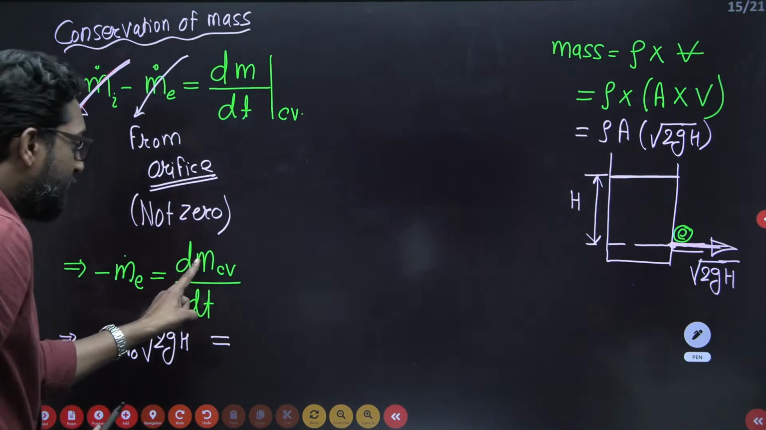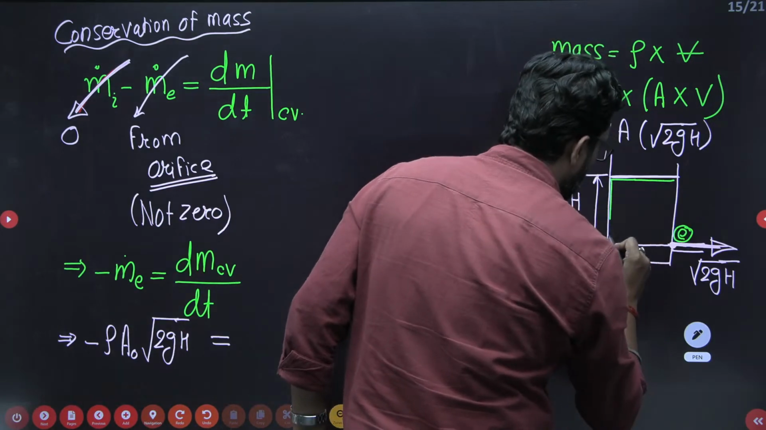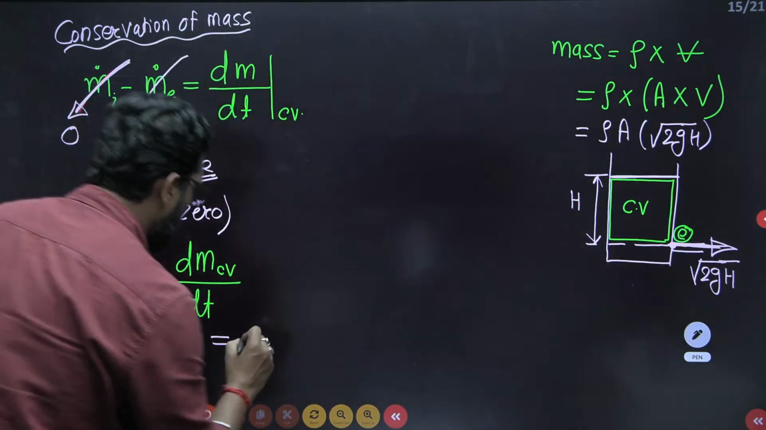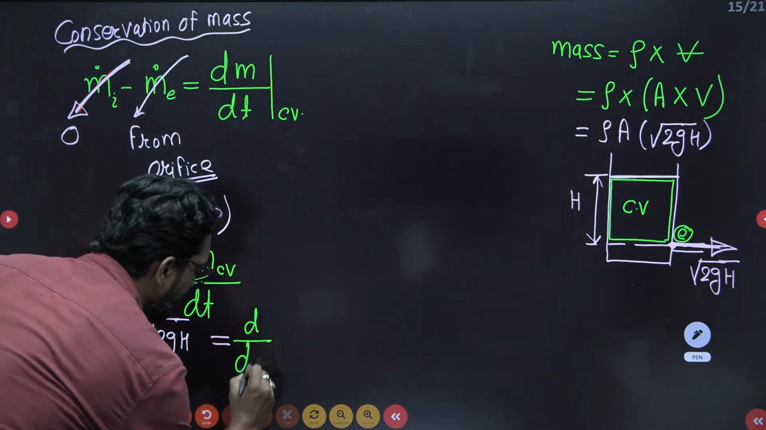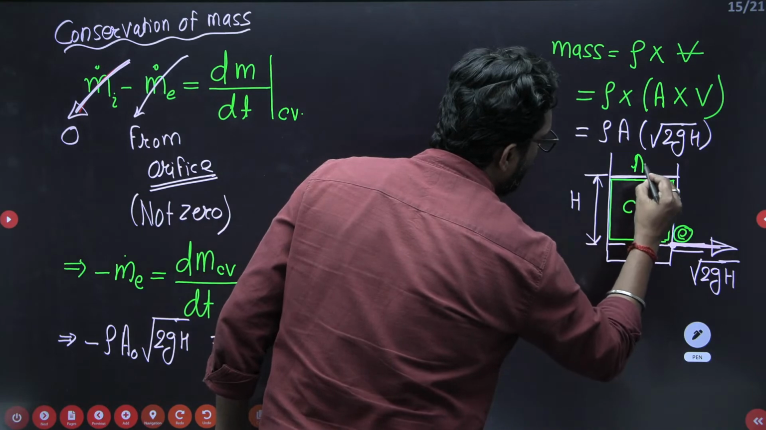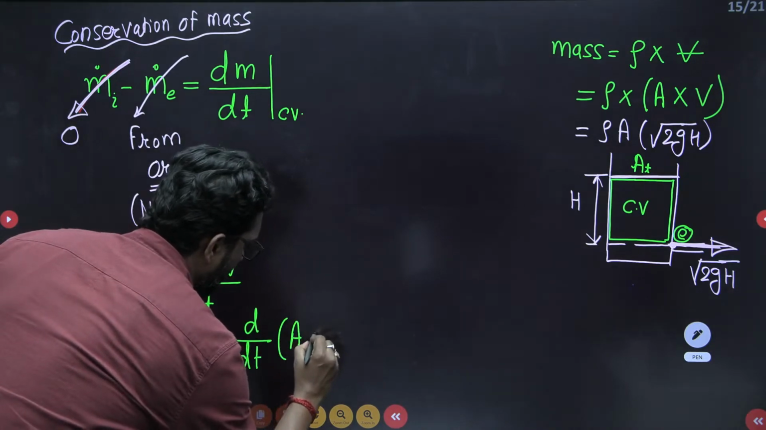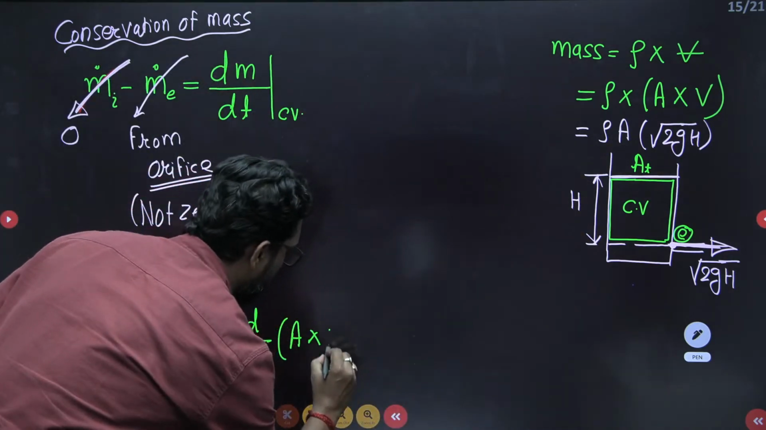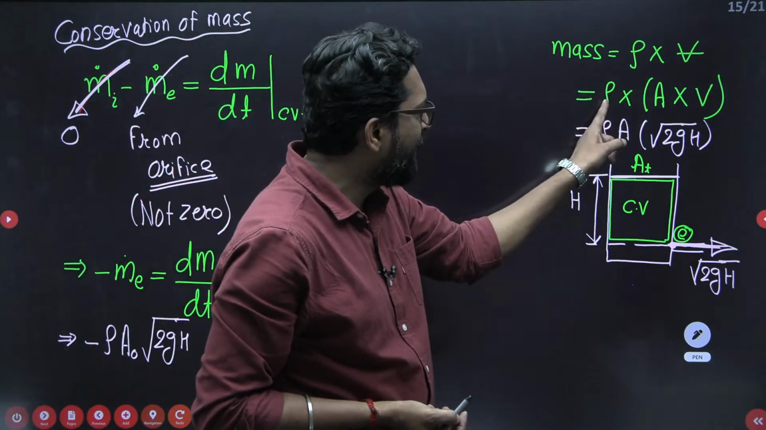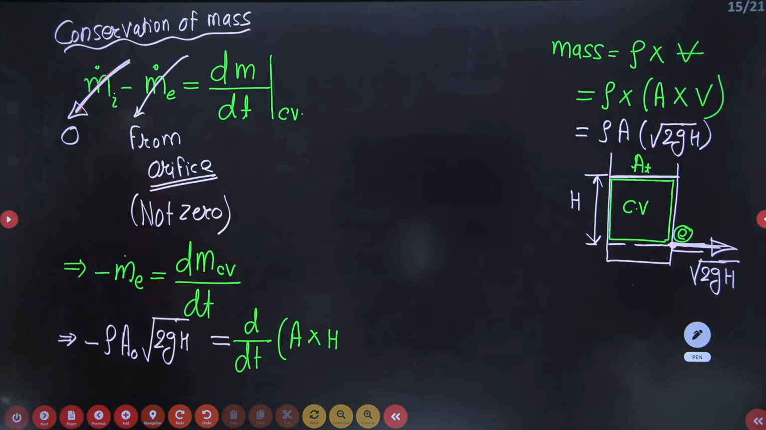Now, my dear, this is the mass of a control volume. So this is your control volume. Mass of a control volume, that means d by dt. What is the area of this control volume? A top. Area into height. What is the height? H. We don't know the velocity here. So we have the area A top into rho, the density. Okay?